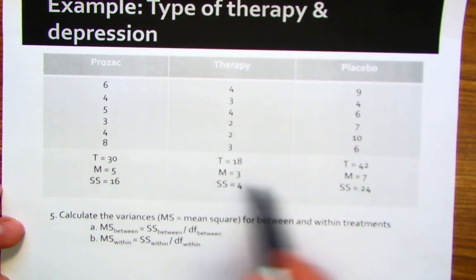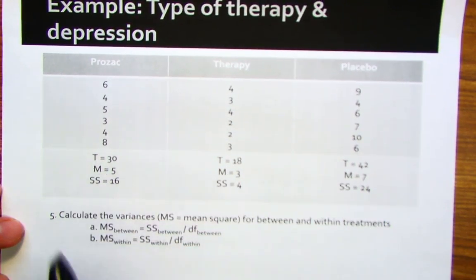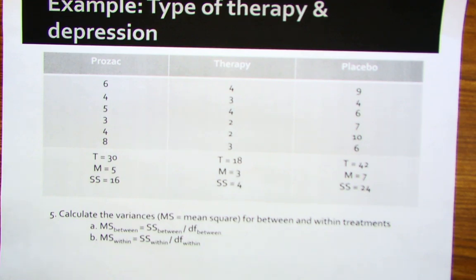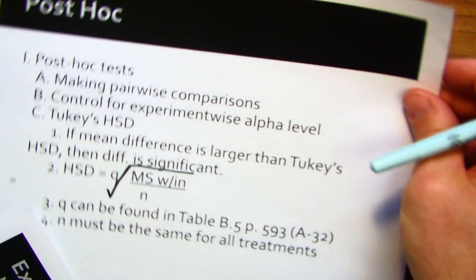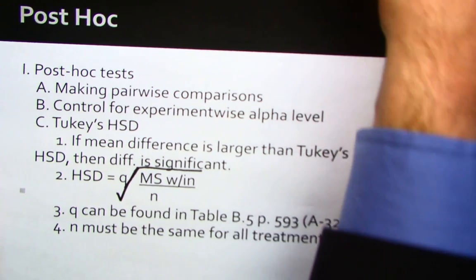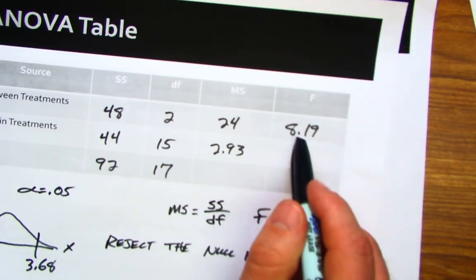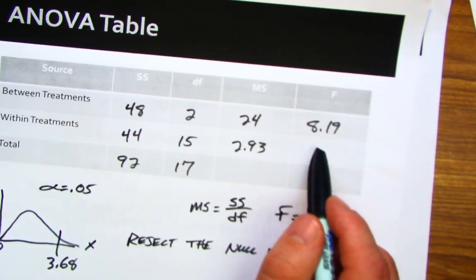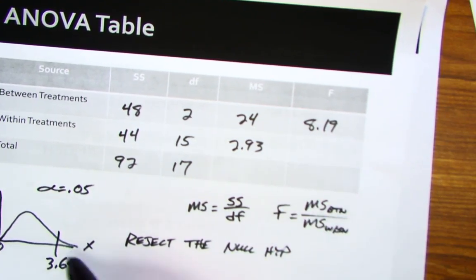We notice that there's a 2-point difference here. We don't know if those 2-point differences are statistically significant. So what we're going to do is what's called post hoc tests. These are tests that we do after the fact. We only do these post hoc tests if our omnibus F ratio was statistically significant. This is our omnibus F ratio. Okay, we found that to be statistically significant.